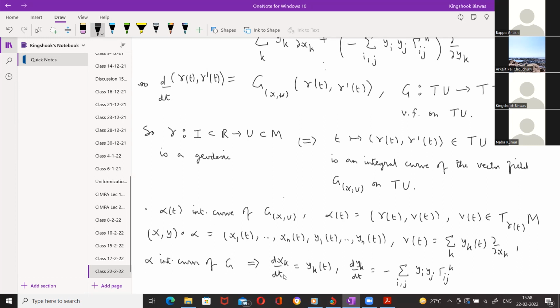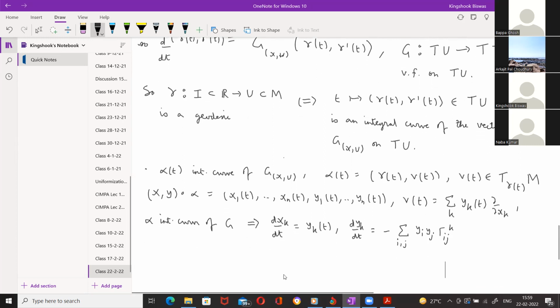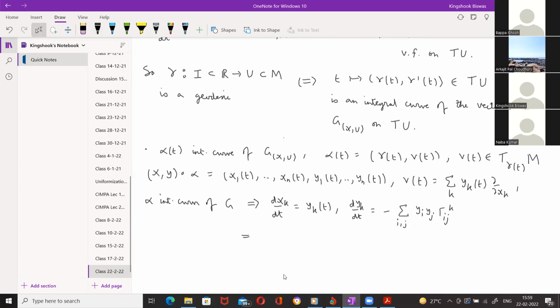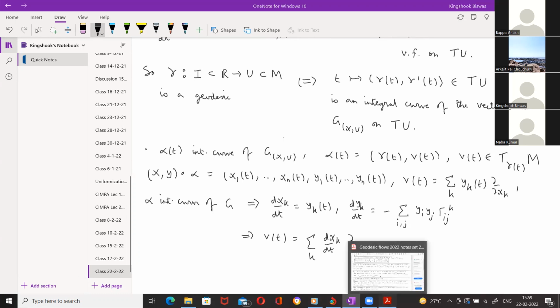Yeah, okay. So the first equations tell me that y^k is dx^k/dt. So that means that V(t) is equal to the summation of dx^k/dt ∂/∂x^k. And this is nothing but gamma'(t). Okay, so therefore V(t) is equal to gamma'(t). And the second equation tells me that gamma is a geodesic. All right. Is this clear? Yes.